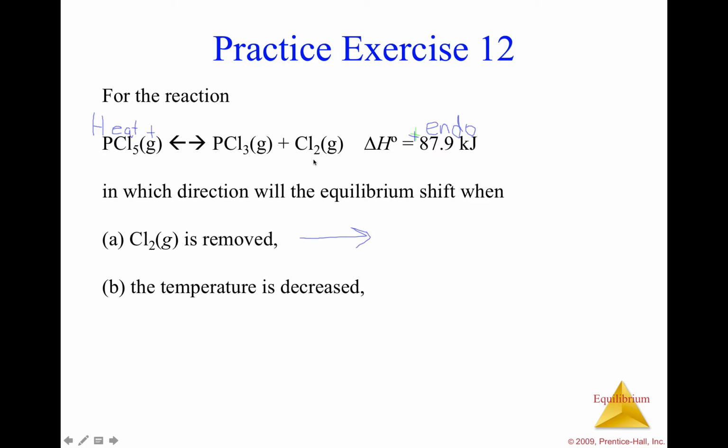B, the temperature is decreased. So we decided delta H is positive, endothermic, apply heat. Heat is a reactant. Decreasing temperature is removing heat from that reaction. So if I remove heat, I'm removing a reactant. I have too few reactants. So to reestablish equilibrium, I need to make more reactants, which means I will be shifting to the left.